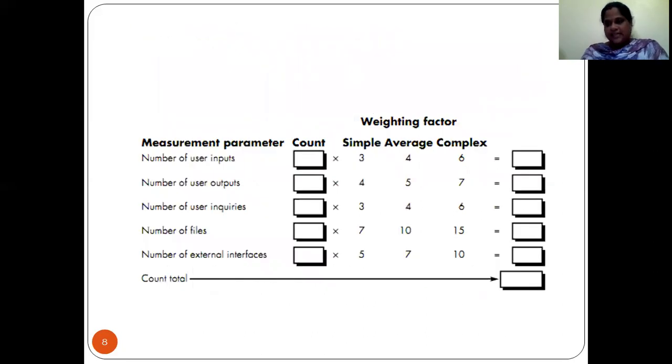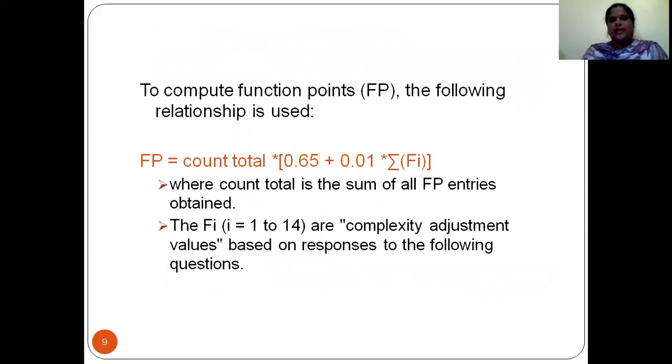In function oriented metrics, we start with the function point, and then we calculate the domain characteristics you are taking. Now, in order to compute this function point, we have a general formula: count total times 0.65 plus 0.01 times sigma of Fi. Here, count total is the sum of all function point entries you are taking.